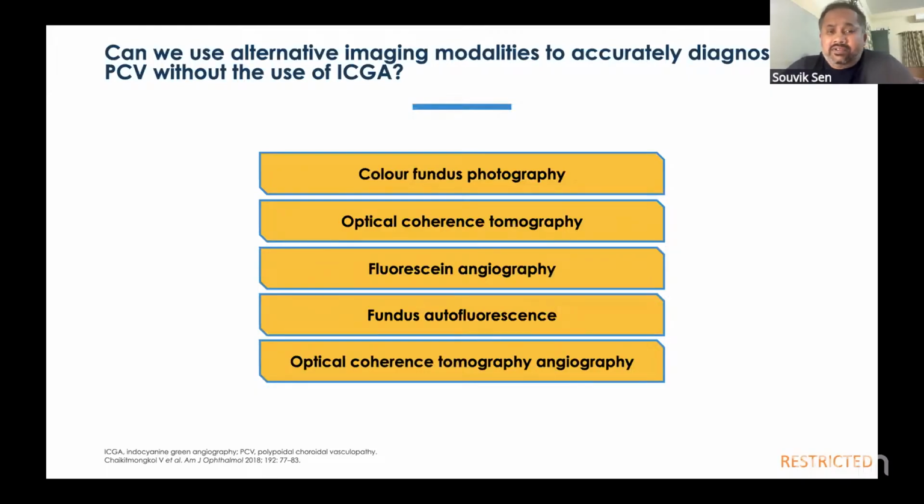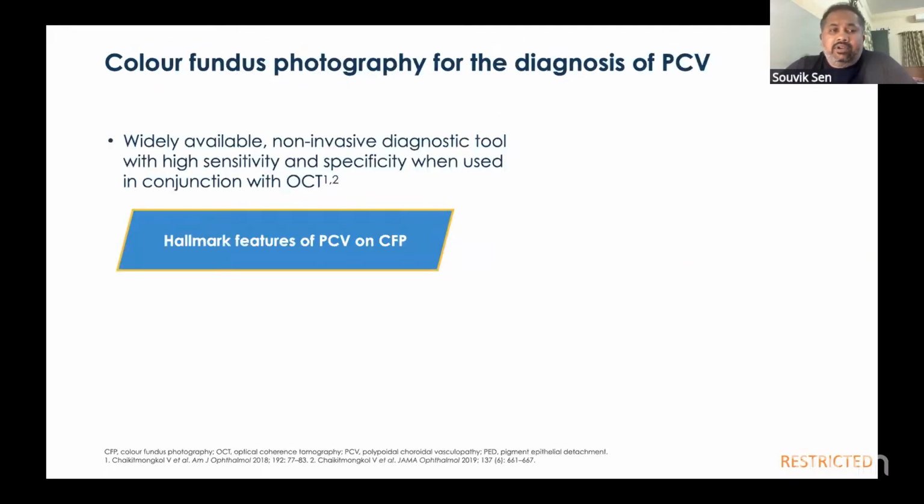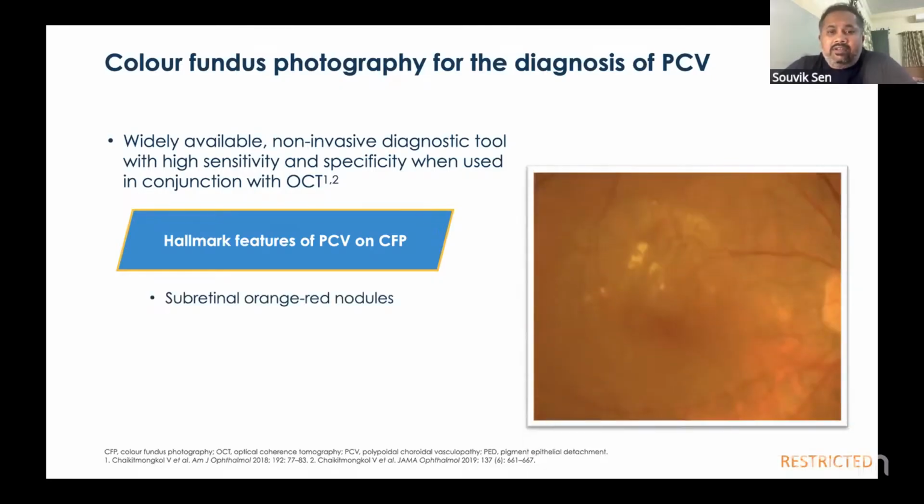There's color fundus photography, optical coherence tomography, fluorescein angiography, fundus autofluorescence, and OCT angiography as well. But zeroing in on what's really important, we're looking at OCT in the diagnosis of IPCV, along with color fundus photo, because these are very widely available. So how does this work?